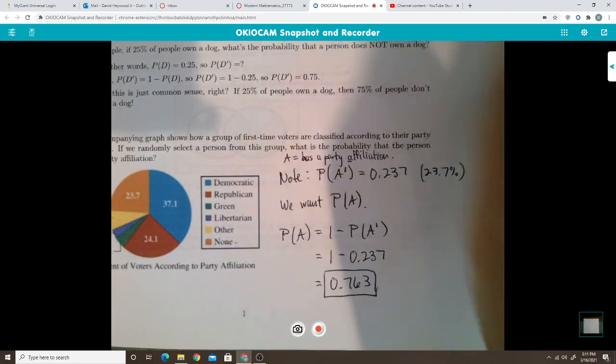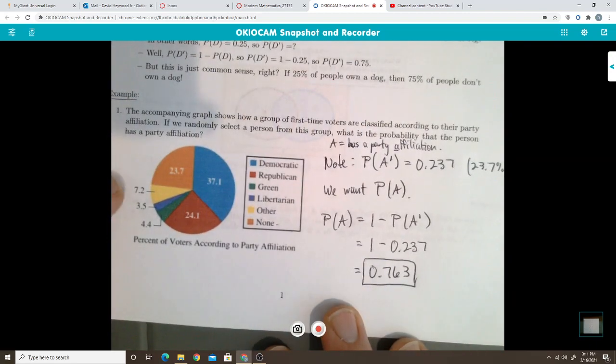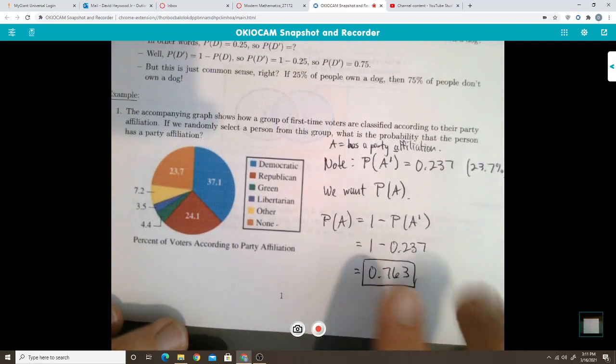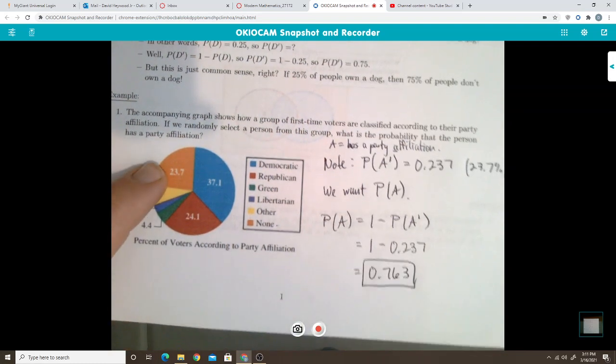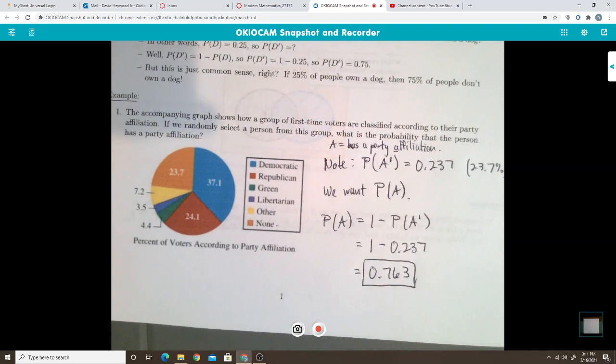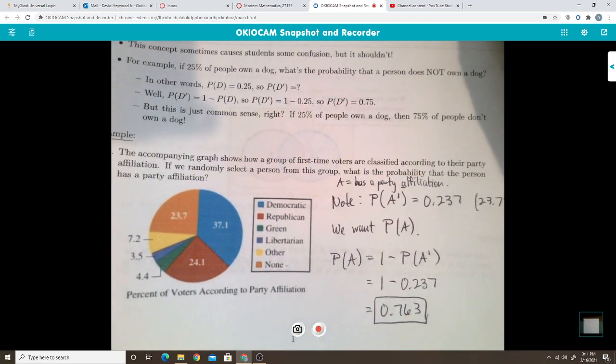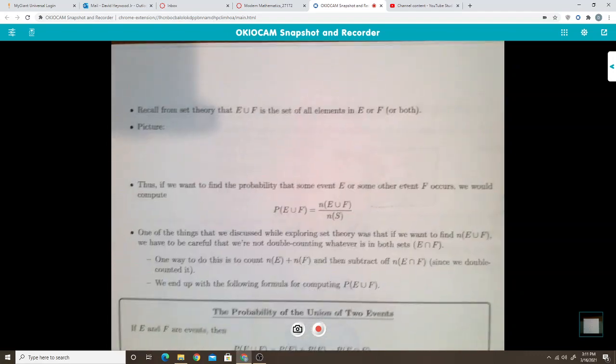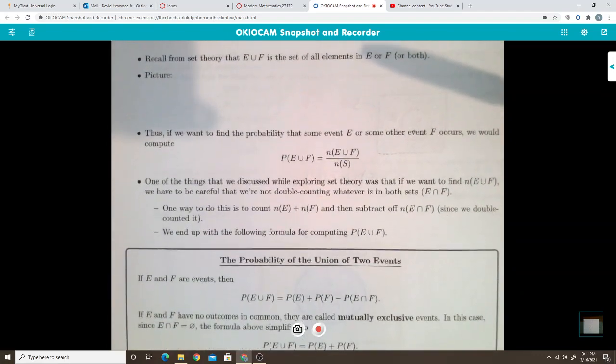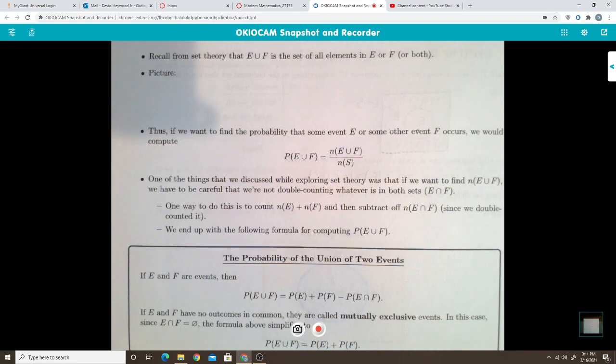The complement rule is much quicker though, because instead of having to add up 1, 2, 3, 4, 5 numbers, we only have to subtract 2 numbers, 1 minus that. Right? So the complement rule can save us some time if we can recognize that it's usable in certain situations. Okay, let's look at another one. Or actually, we're going to move on. All right, so the complement rule is not terribly complicated, and hopefully, you have some intuitive understanding of it.